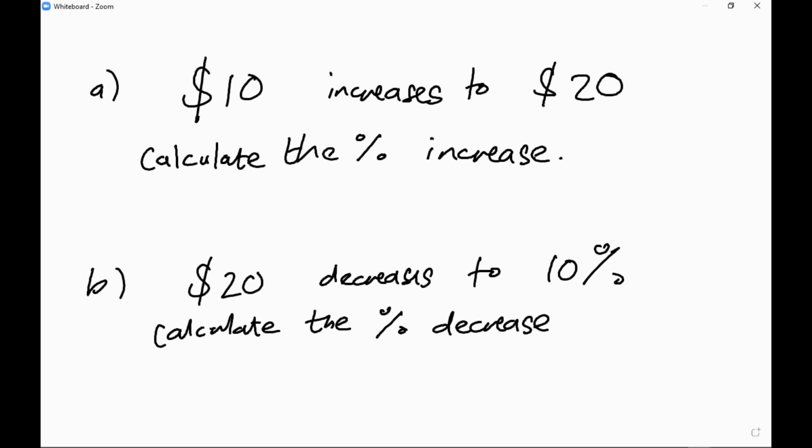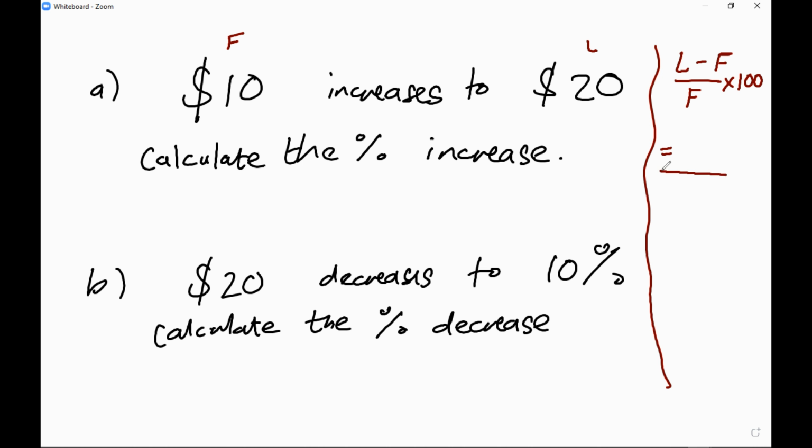Okay, cool. And I'll show you a quick formula here. I'll put the formula on this side. If you take your last value, where L stands for last, and you minus your first value, where F stands for first, and then you divide it by the first value, and then multiply it by 100, it'll come to a certain percentage. And this one as well, this is your last value, this is your first value.